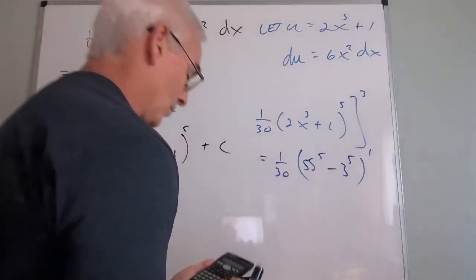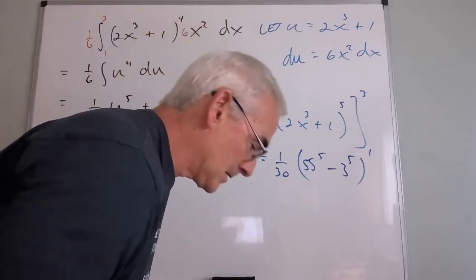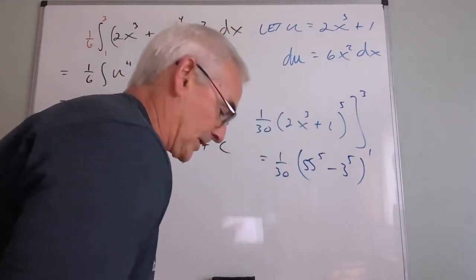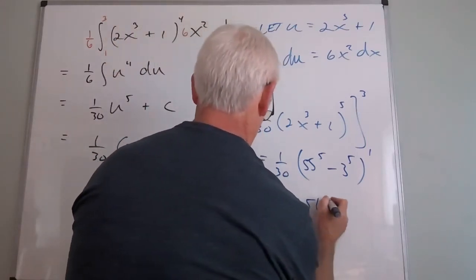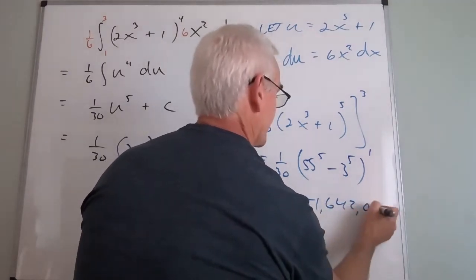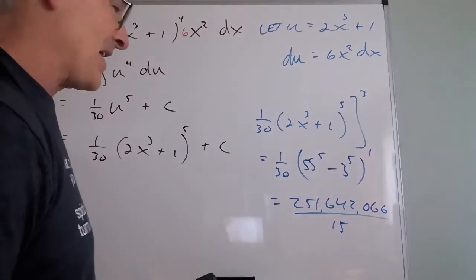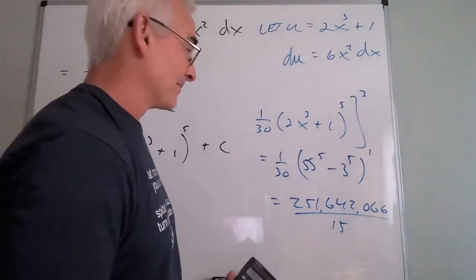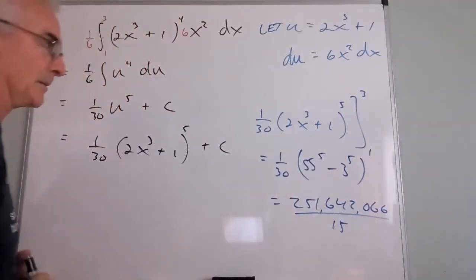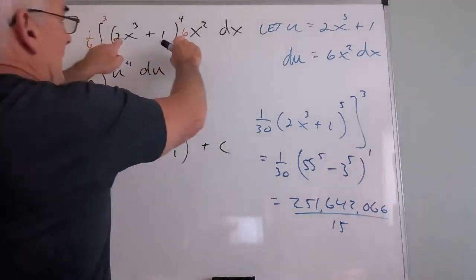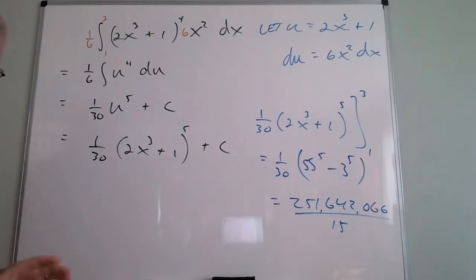Huge number. So right now, make sure I got this right. My final answer looks like 251,642,066/15. That's a really big number, okay? But that's the answer. I don't care that it's a big number. It makes sense it's a big number. The question is, is there a more efficient route from here to here? And that's what we're going to learn today.